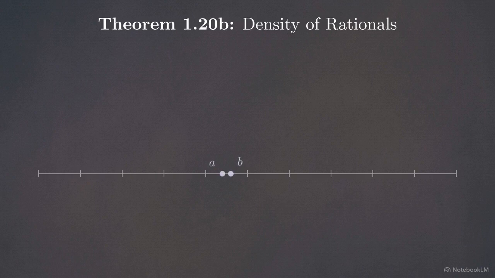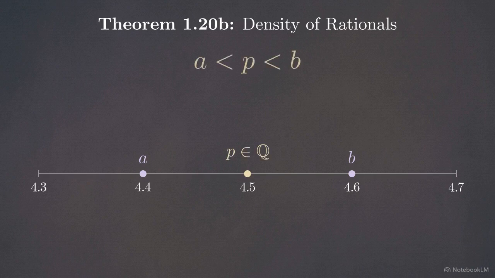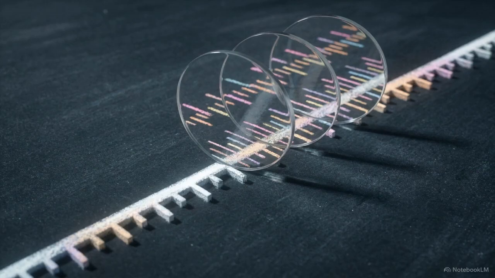Part B defines the density of rational numbers, proving that between any two distinct real numbers, you can always find a rational number wedged exactly between them. The real field is not just gapless, it is infinitely dense and universally scalable.